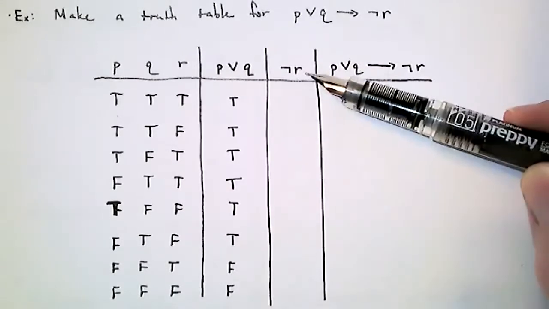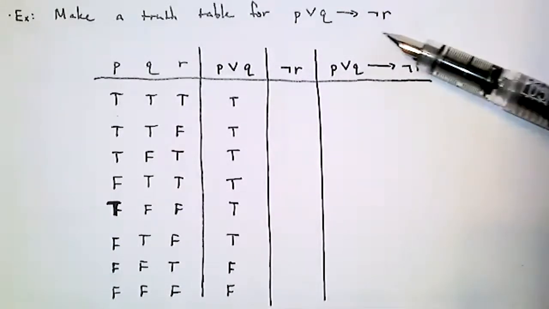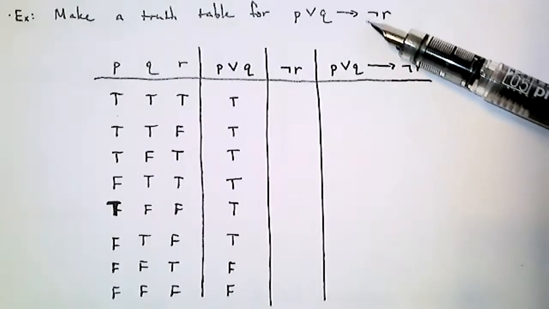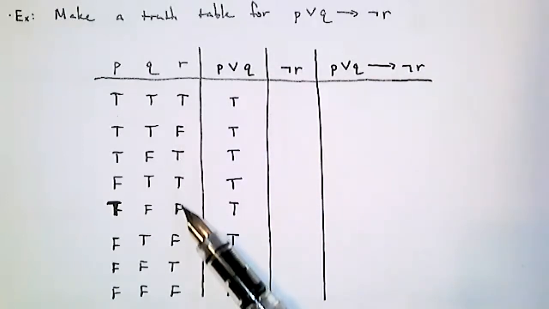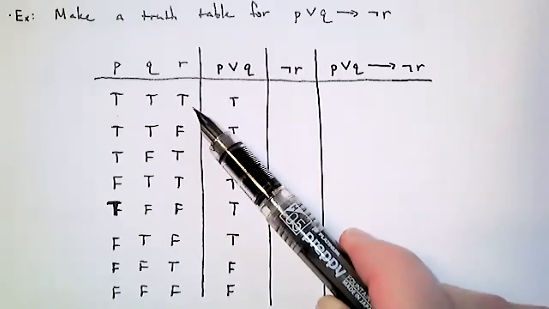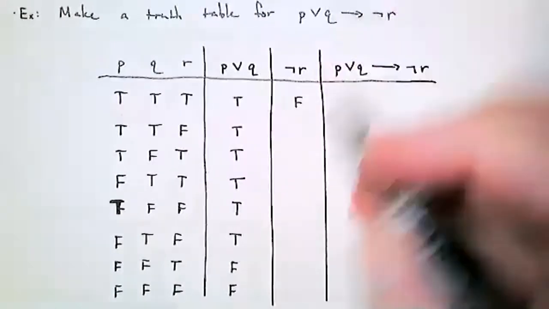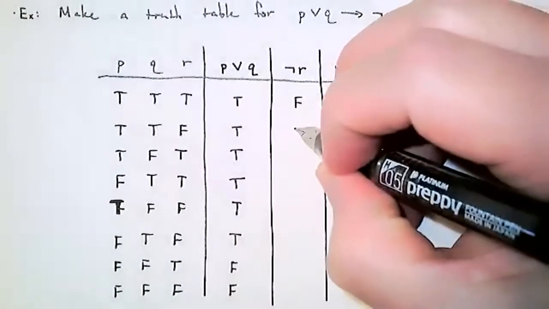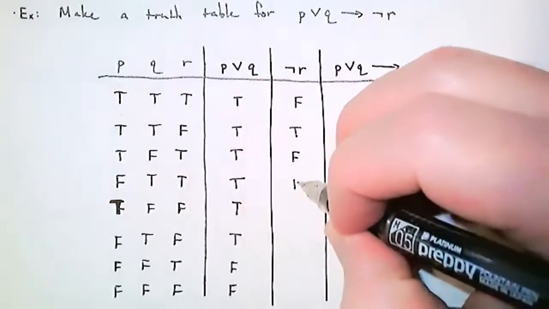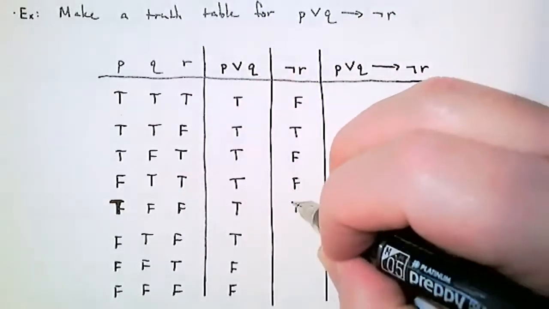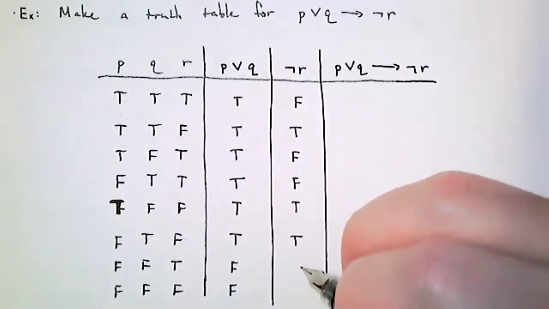Okay, and then when I look at this column for the negation of R, so now we're looking at the right-hand piece of my conditional statement, I look at the truth value just of the simple statement R, and the negation switches it. So if I have a true, this becomes a false, and then just do it for the rest of them. So false becomes a true, true becomes a false, true becomes a false, false becomes a true, false becomes another true, and then false, true to finish off.